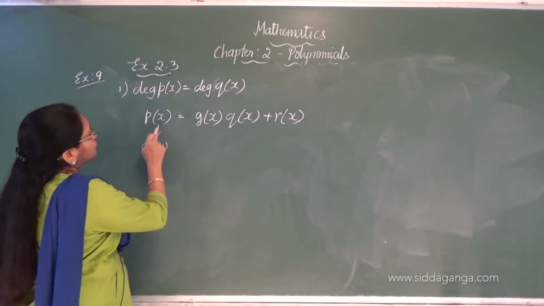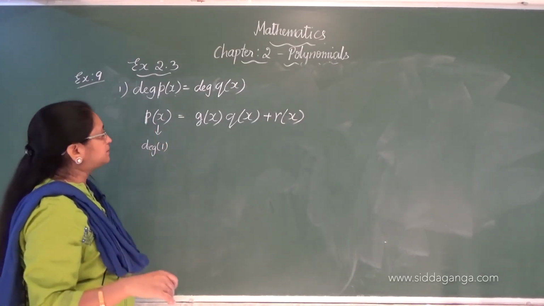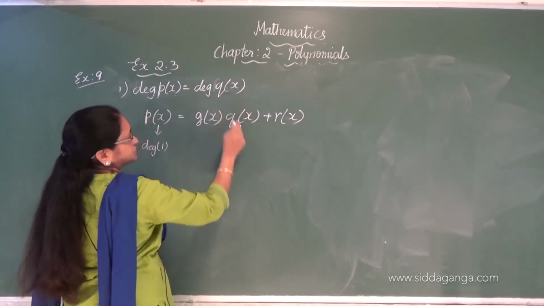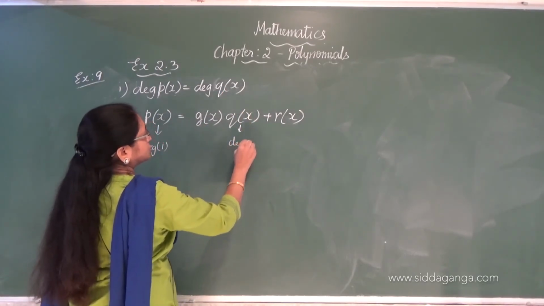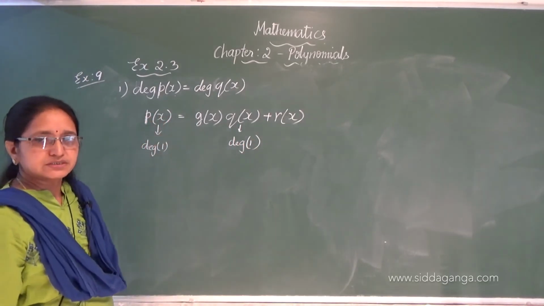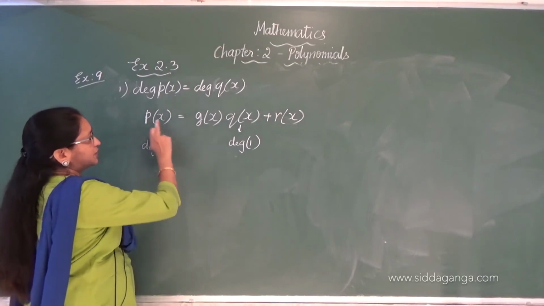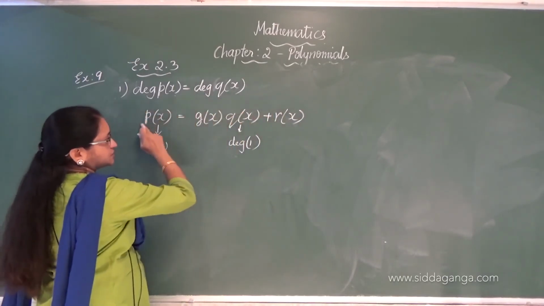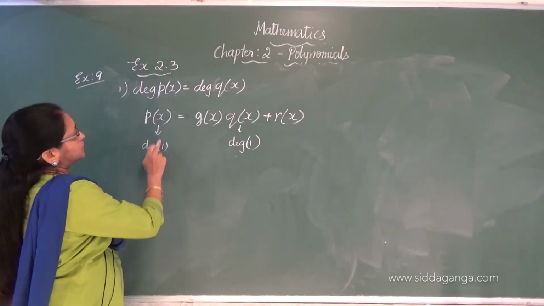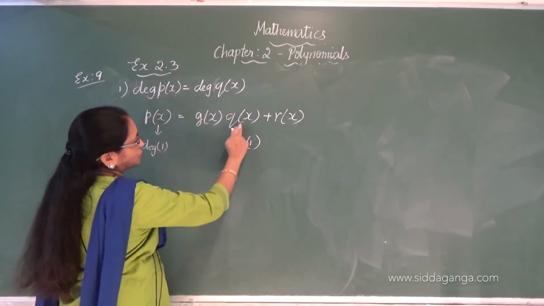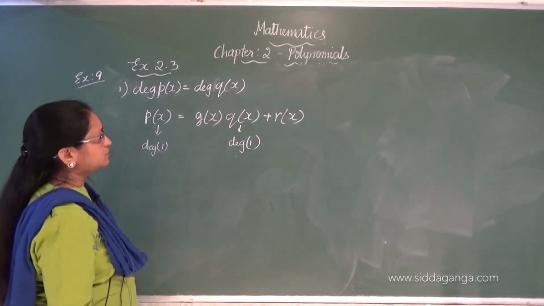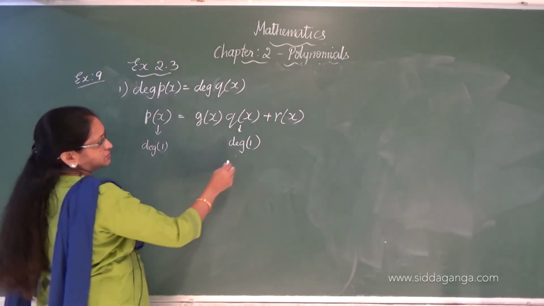So the degree of p(x) is 1. And they are asking you that the degree of q(x) also should be 1. Yes, that is the condition. Two conditions. One is it has to satisfy this division algorithm. Second one, the degree of p(x) is equal to the degree of q(x). Is it clear? Okay. Now, just tell me.